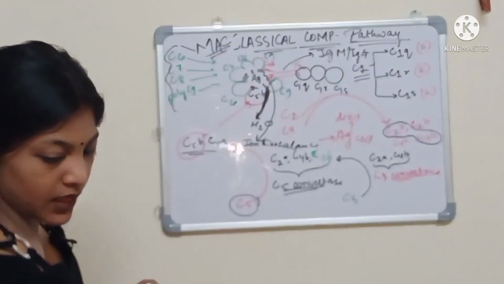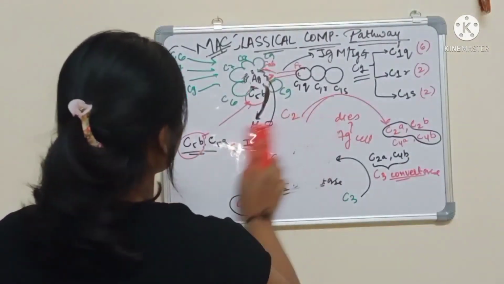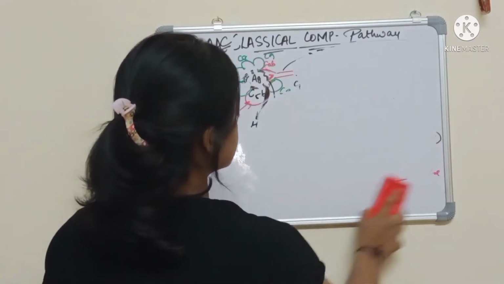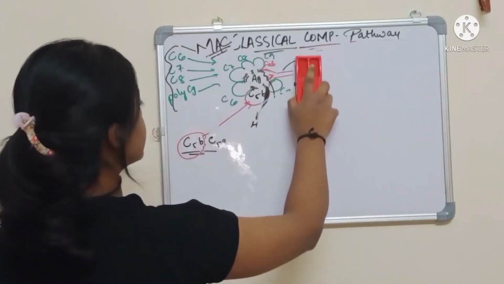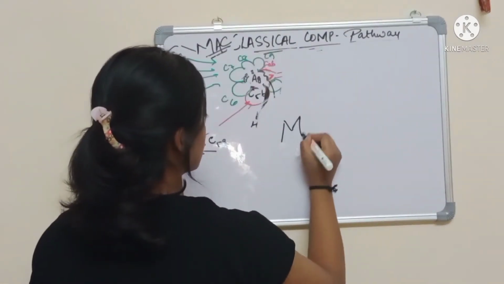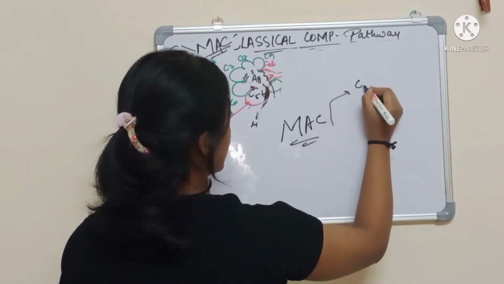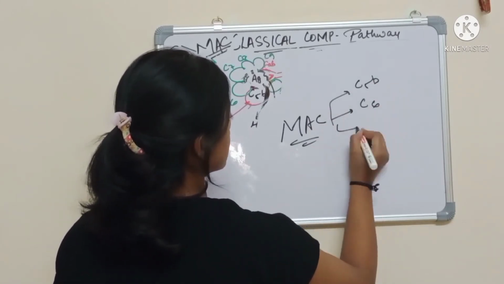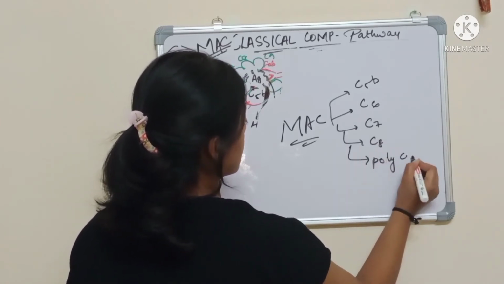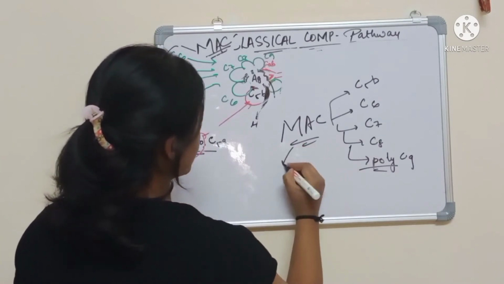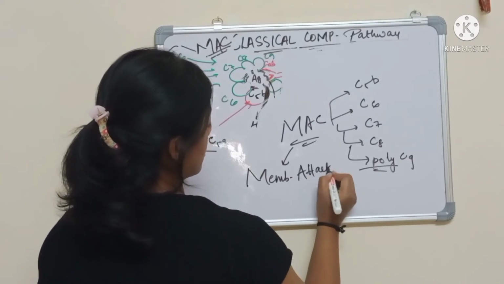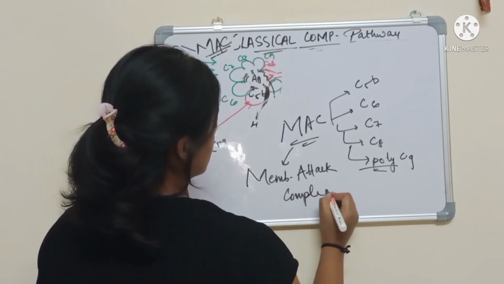The MAC consists of what? The MAC consists of C5b, C6, C7, C8 and poly C9. This is the membrane attack complex.